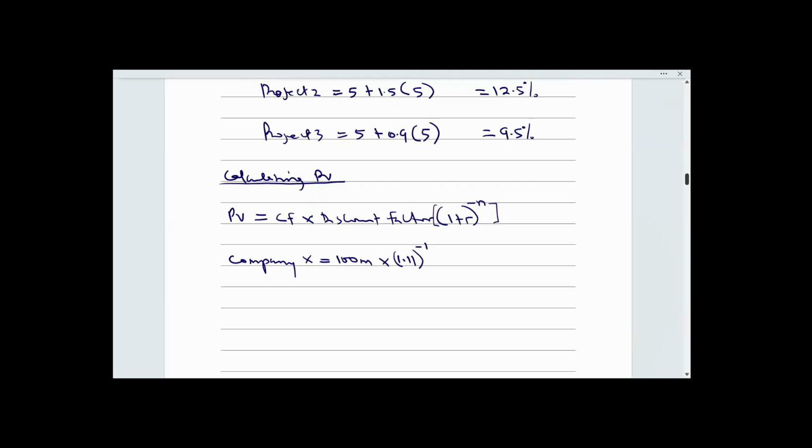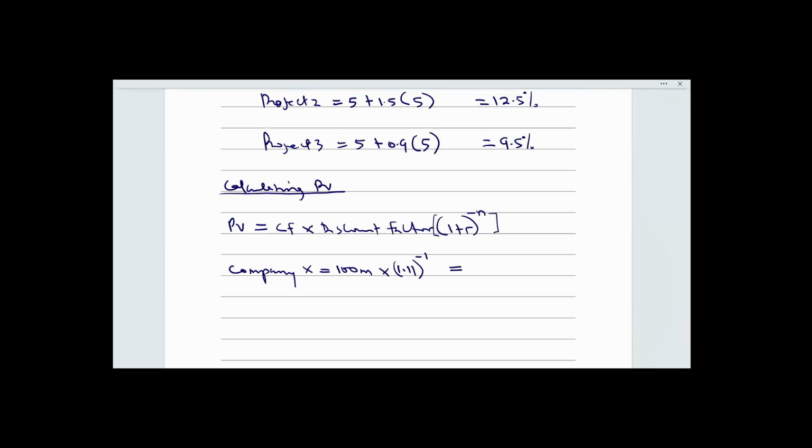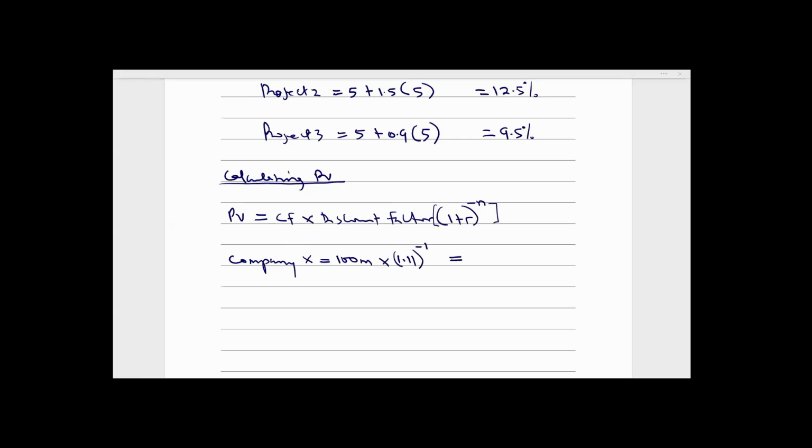All right. Therefore, I will then say 1.11 raised to power 1 minus equal, then multiply by 100. That's 90.10. Our figures are in million.